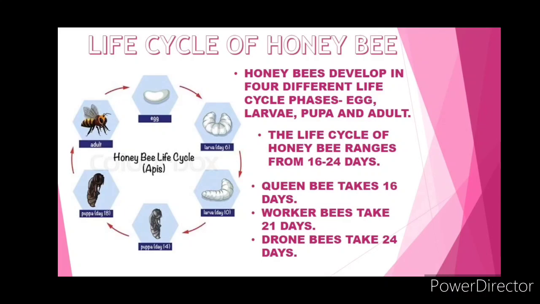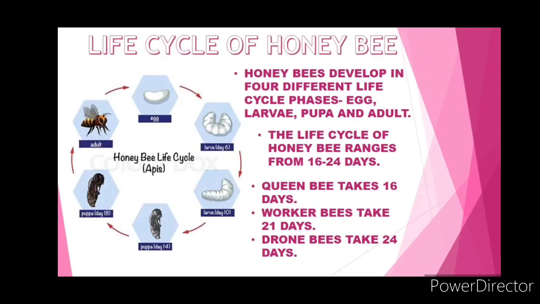The queen bee takes 16 days to become an adult. So queen bees, how many days does it take? It takes 16 days. The worker bee takes 21 days. And the drone bee takes 24 days. So you can find these 3 categories of bee, and they take different times to become adult. Okay, so this is the entire life cycle of the honeybee.